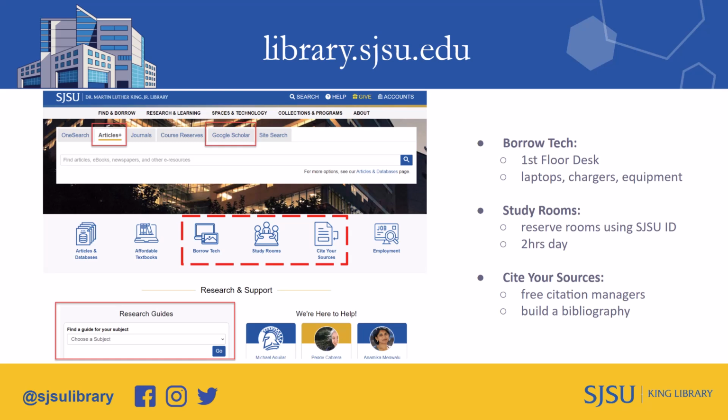Also on the library's homepage, you'll have access to seeing what technology we have for lending, access to study rooms, as well as our citation managers. If you want to borrow technology, it's on the first floor of the library. We have laptops, chargers, equipment, and much more. Study rooms, you can use your SJSU ID to reserve a study room for up to 2 hours a day. And under Cite Your Sources, you'll see the options that we suggest for creating your bibliographies using one of our bibliography managers.